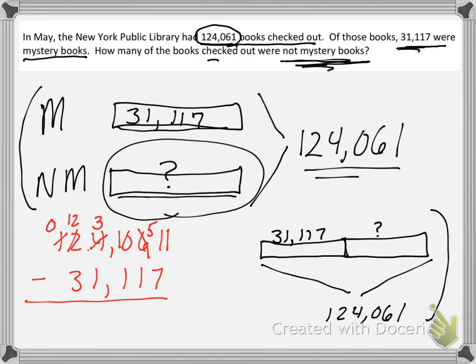11 minus 7 is 4. 5 minus 1 is 4. 10 minus 1 is 9. 3 minus 1 is 2. And 12 minus 3 is 9. And 0 minus 0 is 0. So we're left with how many books were checked out that were not mystery was 92,944.